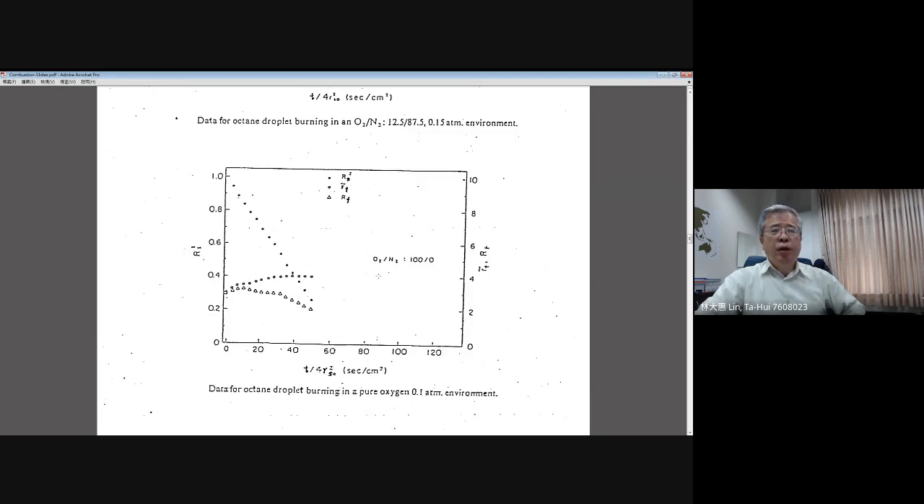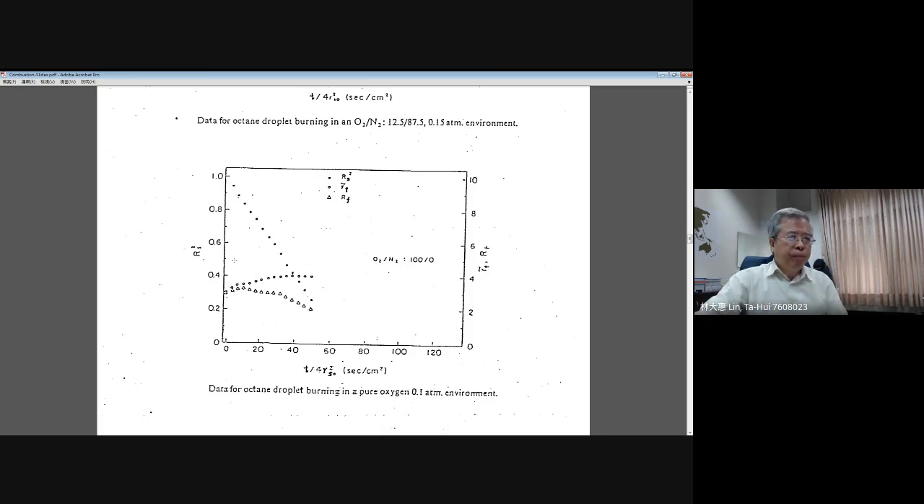When you have a pure oxygen environment, the burning intensity is very, very strong. And you can see for the D square law, the preheating period is diminished, almost no preheating, which means that you have a large amount of heat transfer to your liquid droplet, and the liquid droplet starts to heat up to the vapor temperature very fast.